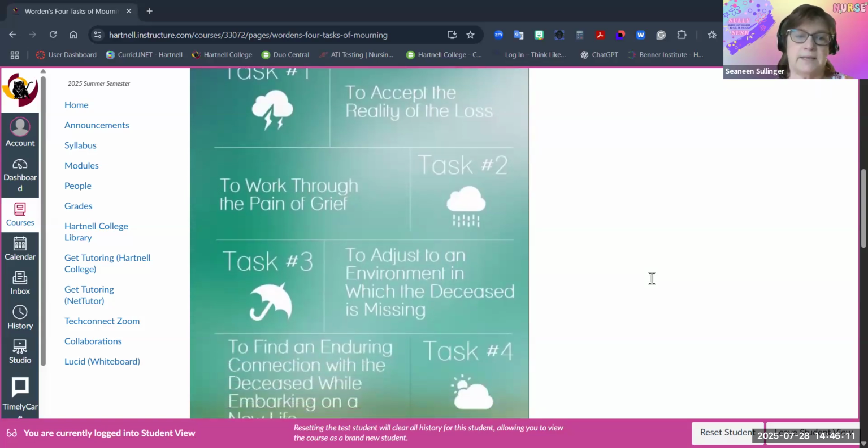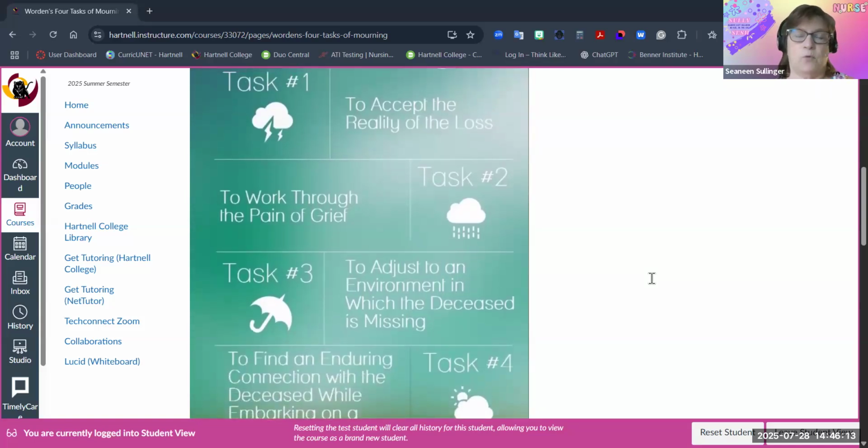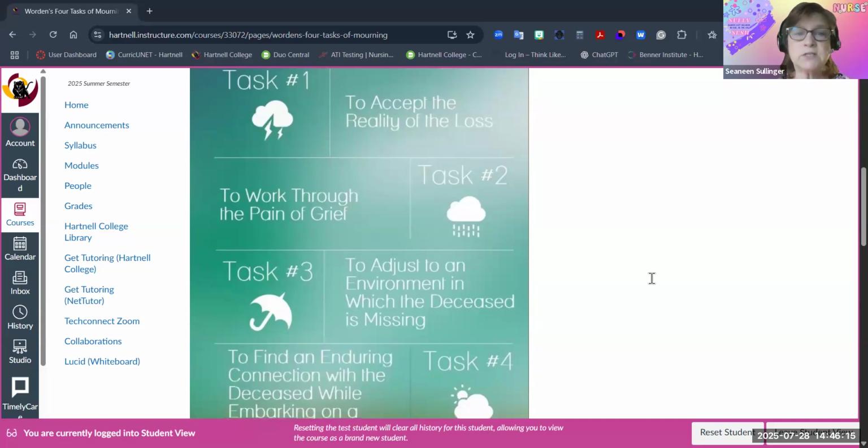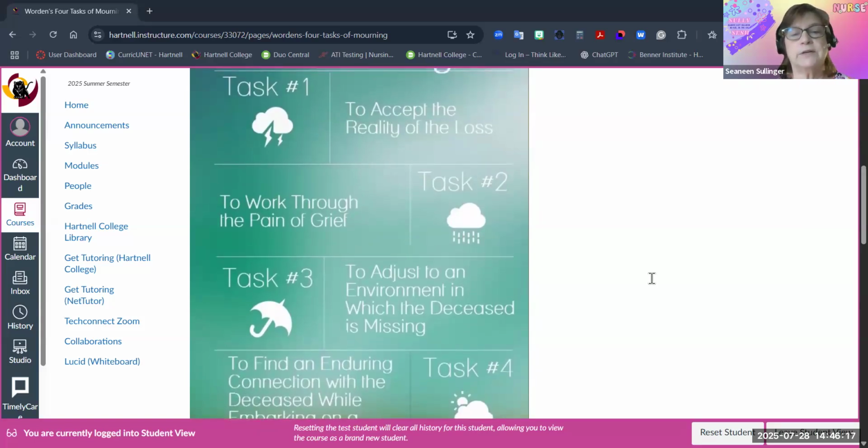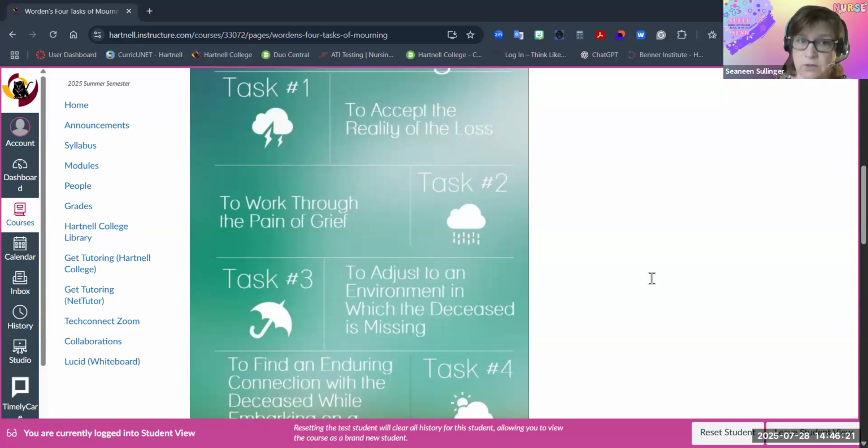And then this is, I think, my favorite one, 3, and 4 of any of these theories, to adjust to an environment in which the deceased is missing. So very similar to Bowlby in the way that, how do I keep going? How do I keep going without this person? How do I do the things for myself that that person used to do for me? How do I fill the void that they have left? And so again, that can take many forms as well.